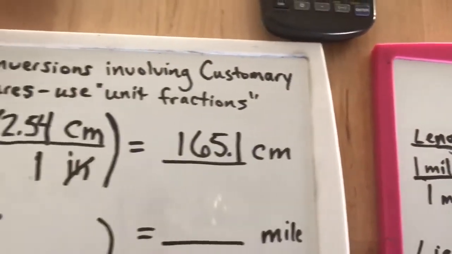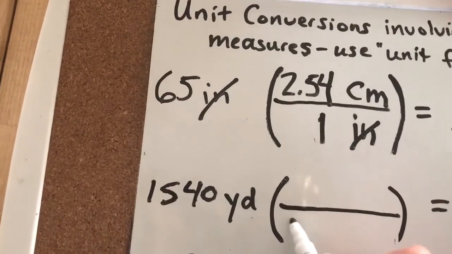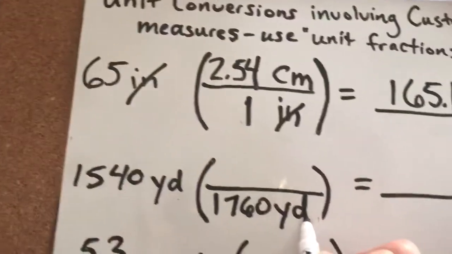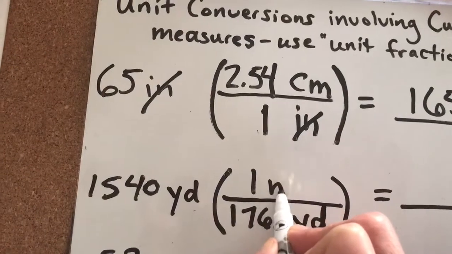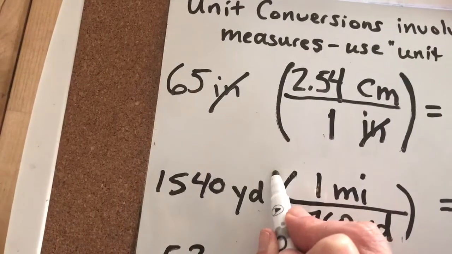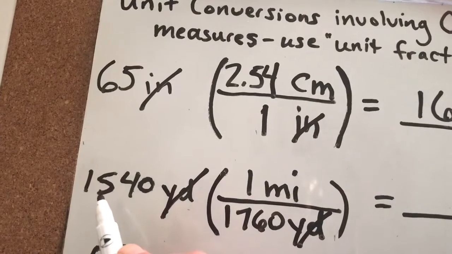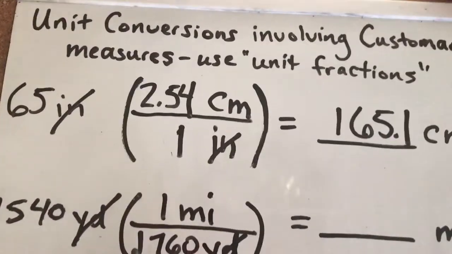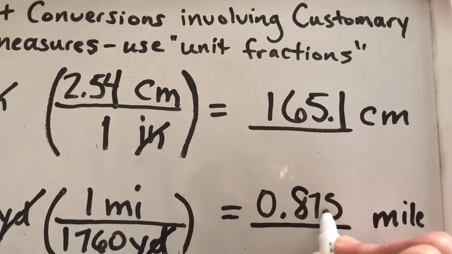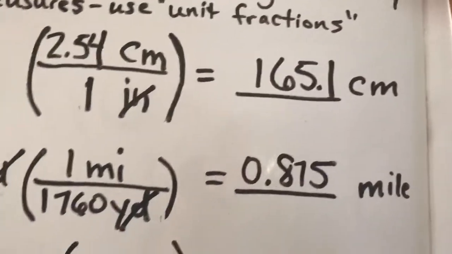Which one would go in the denominator? Well, I want to cancel out yards, so yards should go in the denominator. So 1760 yards. And then I want to introduce the miles, and that was equivalent to 1 mile, so that goes in the numerator. Then as I multiply these two quantities together, my yards will cancel, and I'm actually doing 1540 divided by 1760, and that will be 0.875 miles. So almost 1 mile this football player ran during this last season.